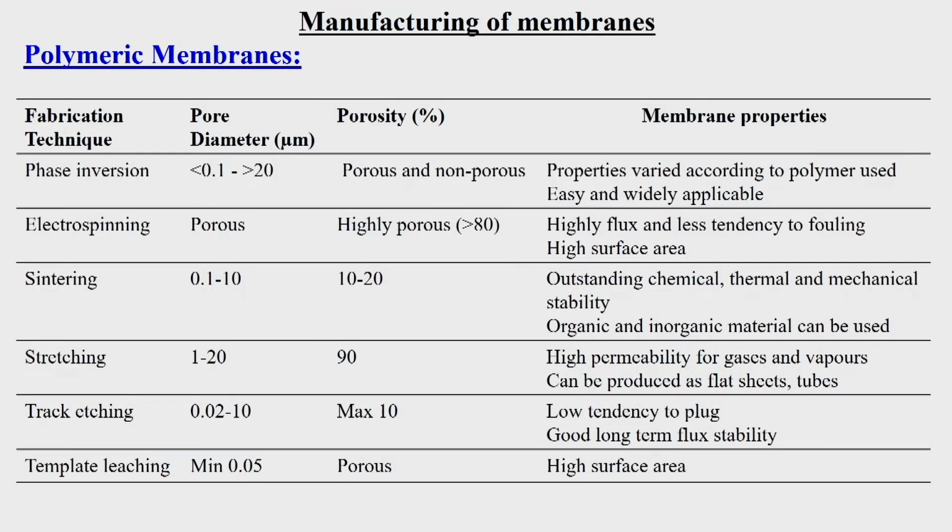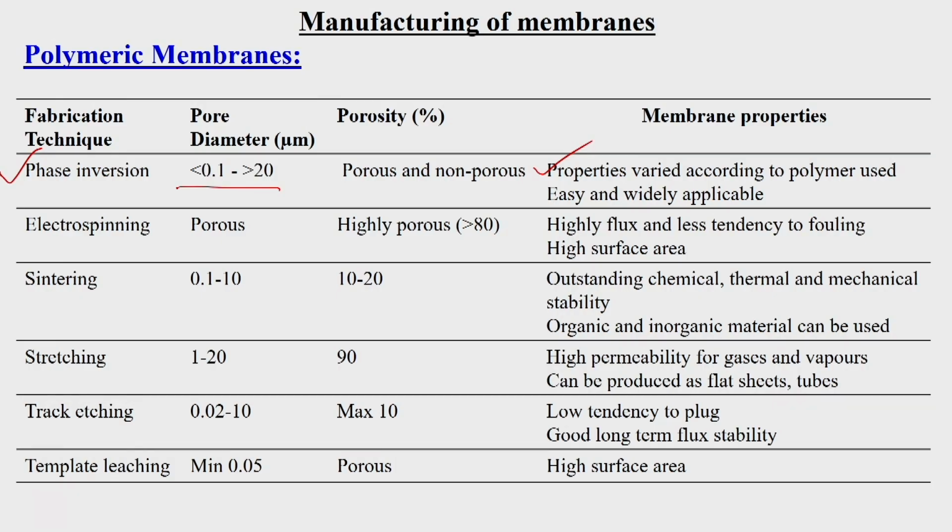For these polymeric membranes, if we talk about the phase inversion technique, the pore diameter will range from less than 0.1 micron to greater than 20 micron. So, in a wide range we will be able to manufacture the membrane using phase inversion, and we are able to prepare both porous and non porous membranes, means high porosity as well as low porosity. The properties vary according to the polymer used, and it is easy and widely applicable.